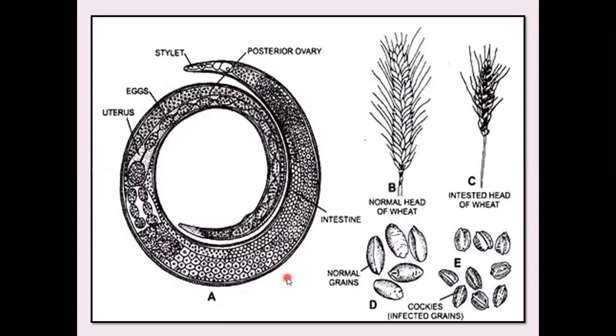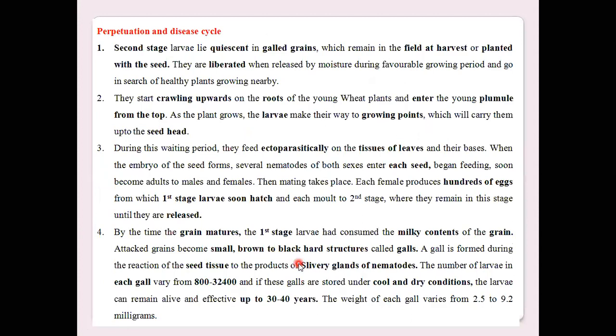Okay, so this is the structure of the nematodes. In this case, infected seeds having the larva can develop the initial infection on the wheat seedlings and mature plant. In this way, primary and secondary infection takes place.